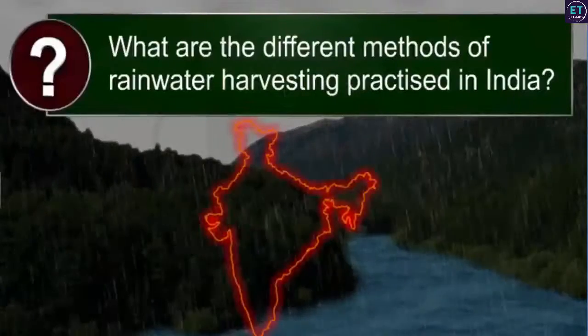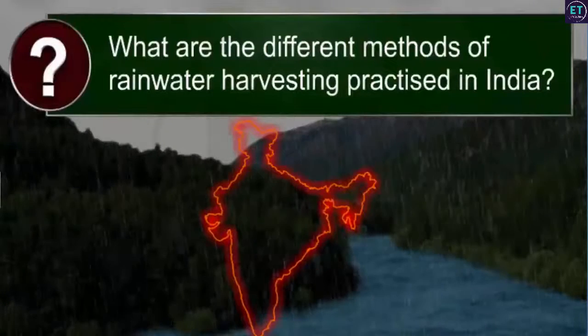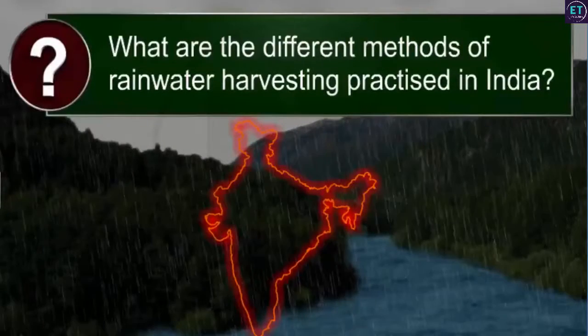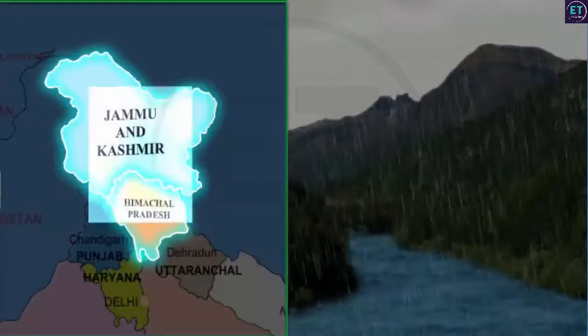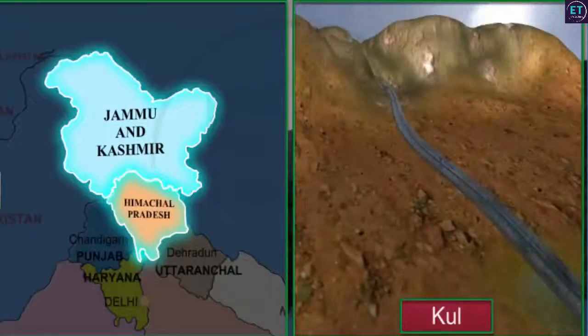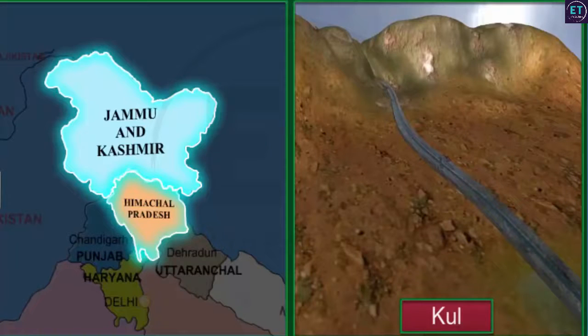What are the different methods of rainwater harvesting practiced in India? In Himachal Pradesh and Jammu, in the Western Himalayas, rainwater and water from glaciers is harvested using diversion channels called culls or gulls.